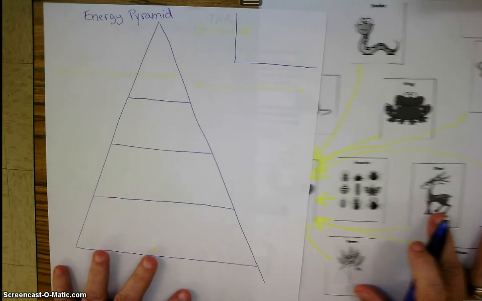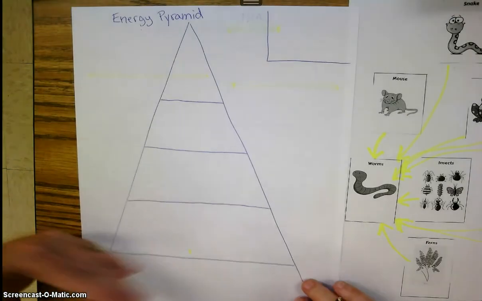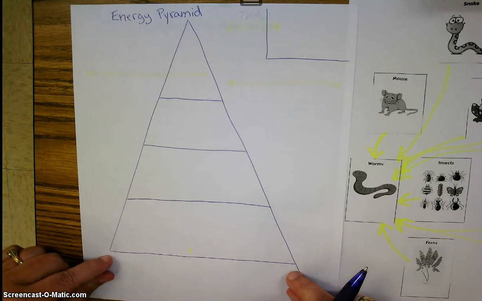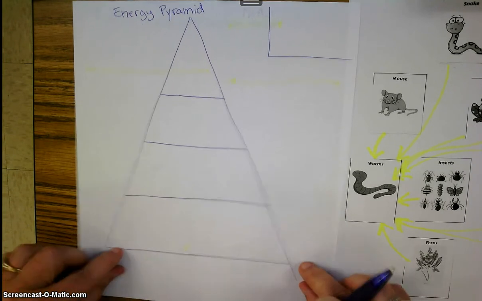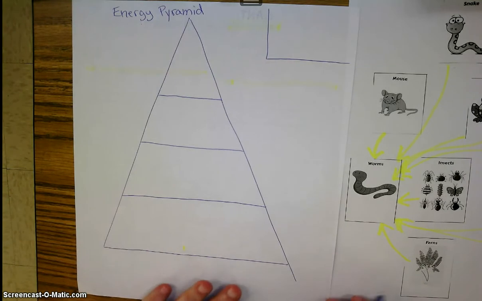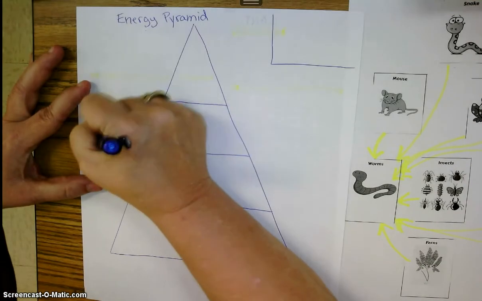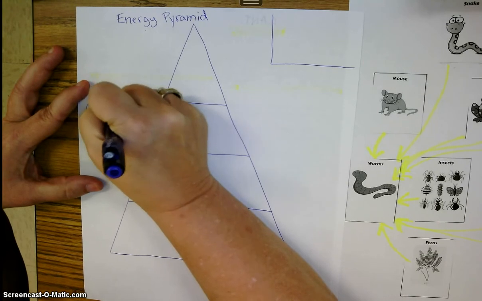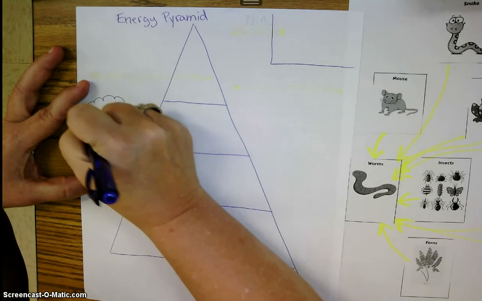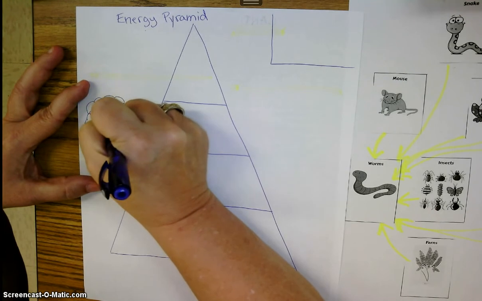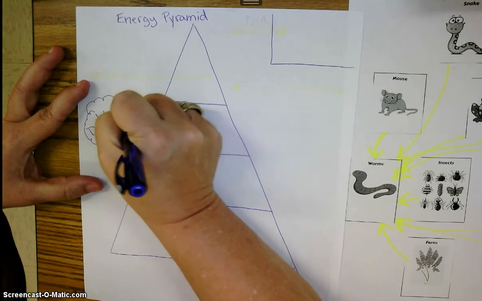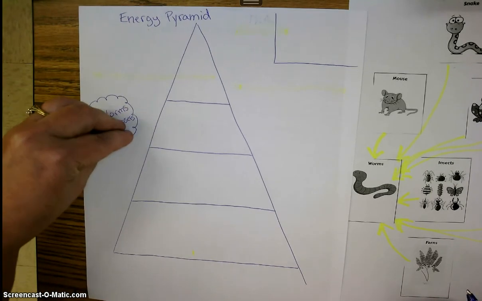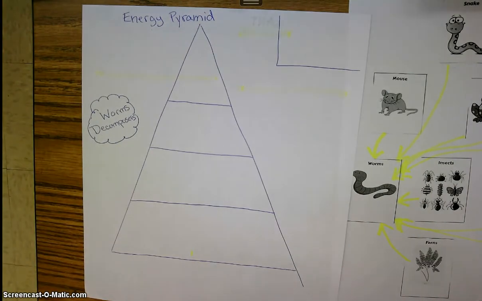The decomposers, however, don't really have a place in the energy pyramid. Sometimes you'll see them drawn below the plants, but I don't really like that because it infers that they have more energy than the plants, and that is not true. So we're going to just make a bubble off to the side that says worms and decomposers. You don't have to draw any arrows on the energy pyramid. This just shows that worms will decompose anything that is in this energy pyramid.